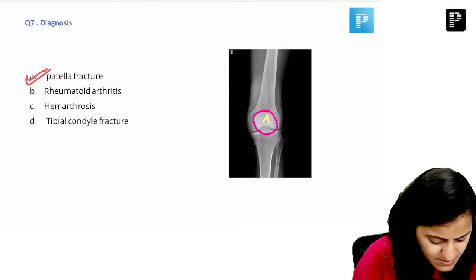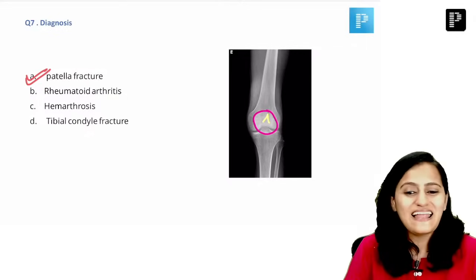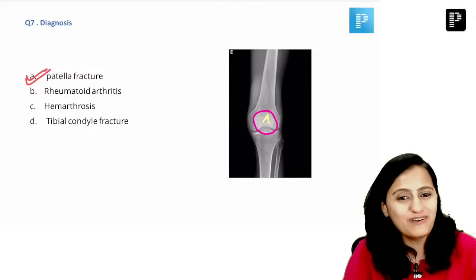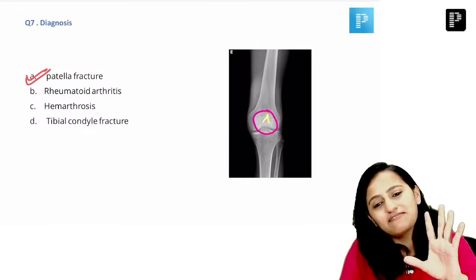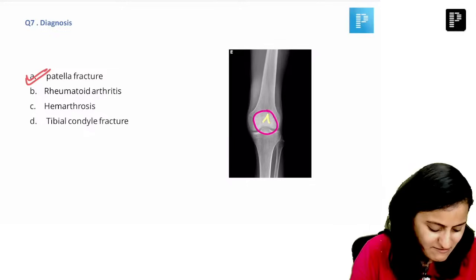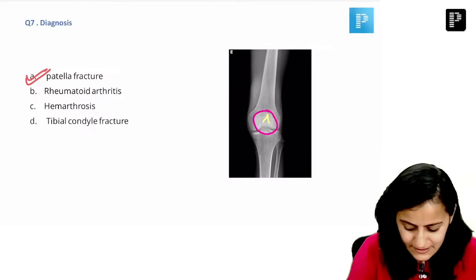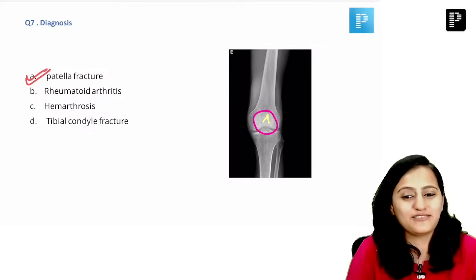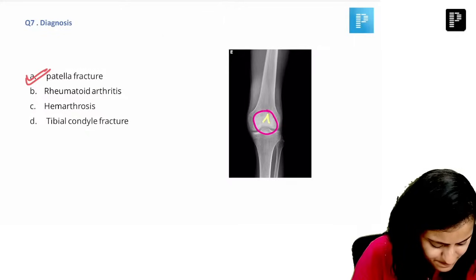This was the same image that was given in the exam, right? The same image. I mean, they knew that if they gave a lateral X-ray, it would be very obvious. So just to add a twist to it, they gave this image. In lateral it would have been very clear. No, it is patella fracture only. That is what the answer is to this question. It is patella fracture. Okay.